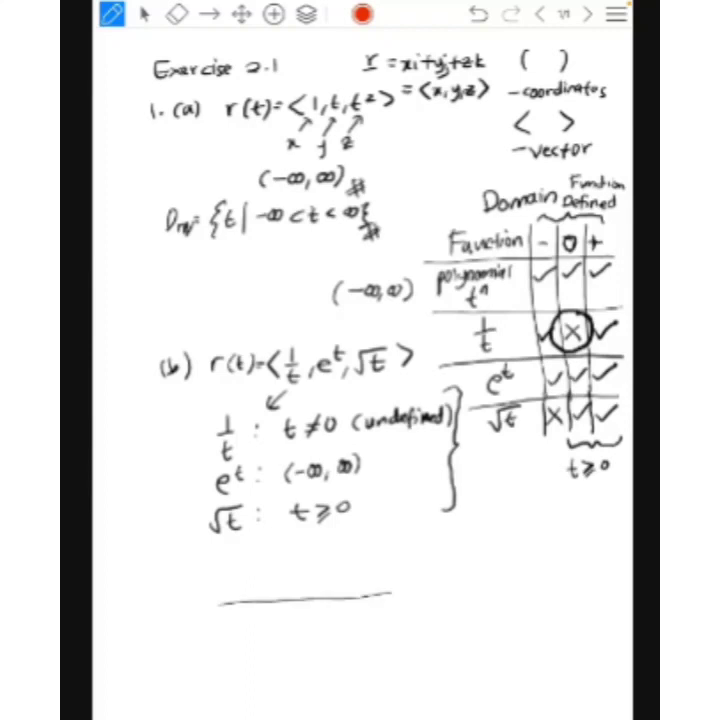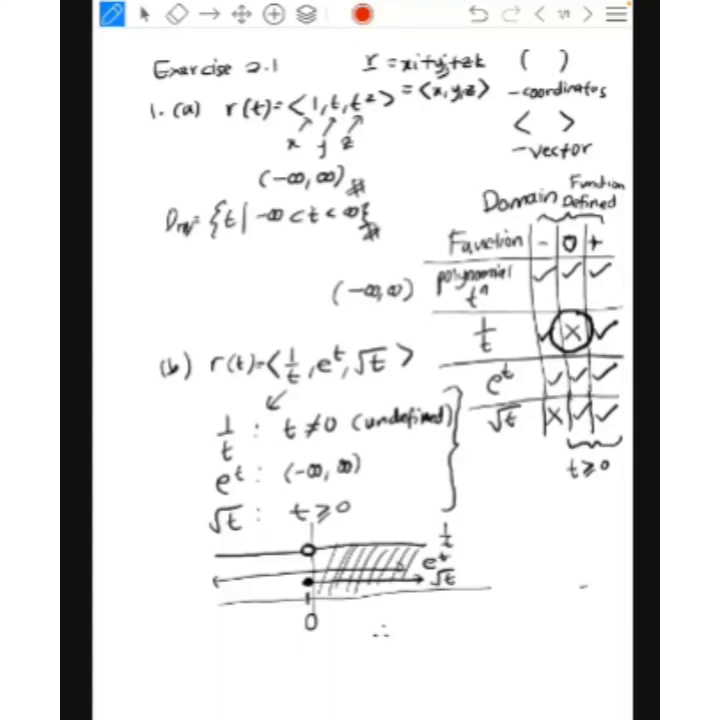Let's say the first one is 0, negative infinity, infinity. For the first one, 1 over t, it cannot be at 0. So it can be everywhere else, but not at 0. And for the exponent, it can be everywhere. And for the square root of t, it can start from here until positive infinity. So if you're looking at here, this is the only part where all the three terms collide.